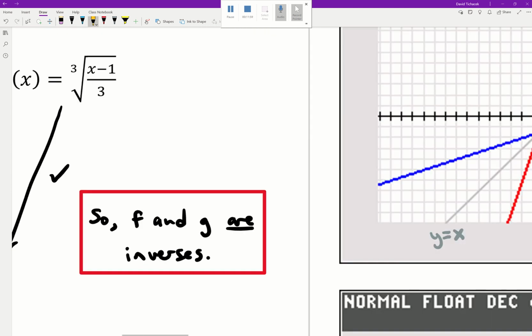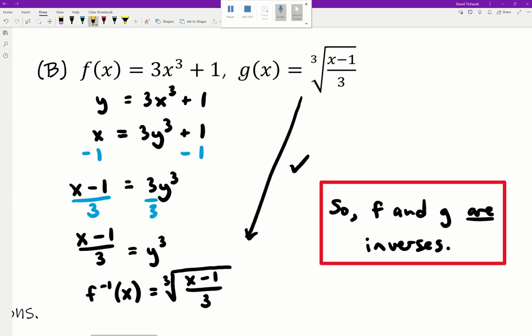Okay, I've done the next example here for you. So again, make sure to pause the screen here. And you can see the conclusion statement there. We're just basically stating that, yes, because they do match up, f and g are truly inverses of each other.